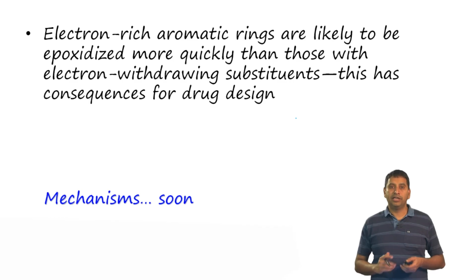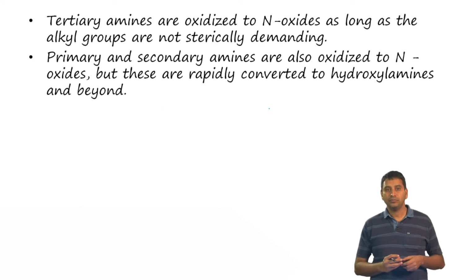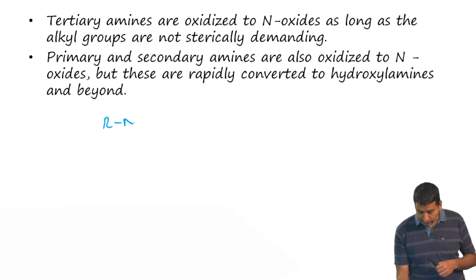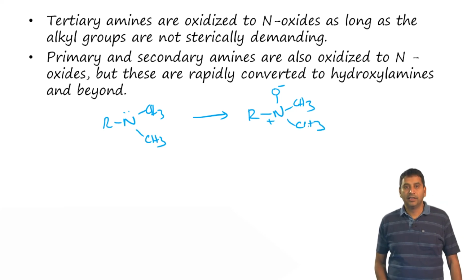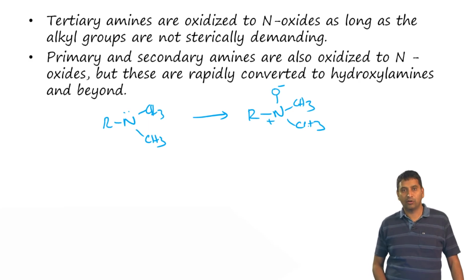Okay. But we need to keep this in mind, because we have to factor this while we are designing a drug. Okay. Tertiary amines, as we looked at, can also be oxidized to N oxides, as long as the alkyl groups are not sterically demanding, right. So, the reaction that we are looking at here is R3N. Let us take the example of methyl groups CH3, it is going to get oxidized over here to form R2N+(O−)CH3. These are known as N oxides, and primary and secondary amines are also oxidized to N oxides, but these rapidly convert to hydroxylamines and beyond.